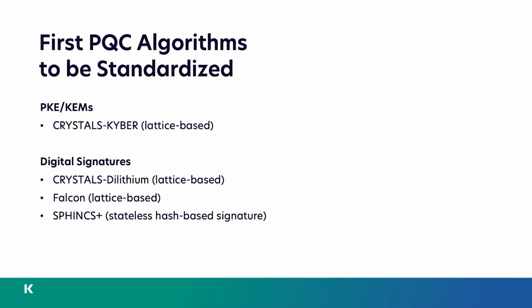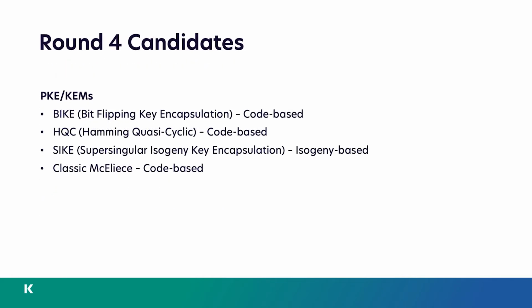The round 4 candidates are BIKE, HQC, SIKE, which, as I mentioned before, unfortunately probably isn't going to make it, and then Classic McEliece. So you'll notice all these are actually code-based. I think the reason for the heavy emphasis on the code-based is that at the moment, as you can see, the only other one is a lattice-based algorithm, and I think NIST are trying to guarantee that there is actually a mixture of algorithm types as well.